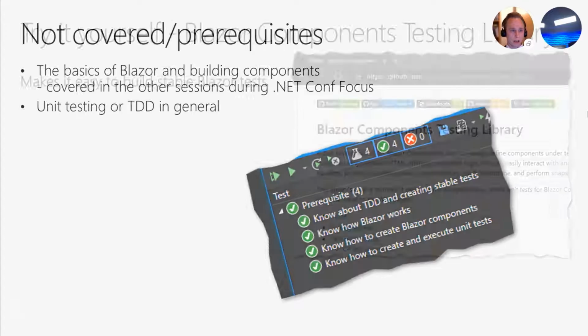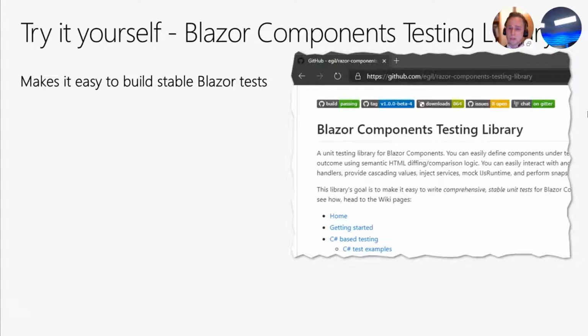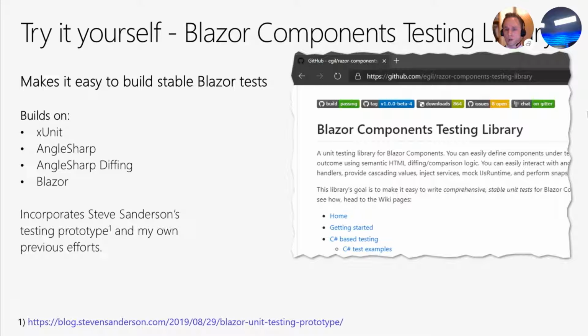So with that out of the way, this session is based on my testing library for Blazor components, which is available on NuGet and GitHub. The primary goal of the library is to make it easy to build stable and maintainable tests for Blazor components. The library itself builds on top of other great libraries and frameworks. These include XUnit, AngleSharp, my own AngleSharp diffing library, and of course Blazor. It also incorporates Steve Sanderson's testing prototype that he published last fall. So big thanks to Steve for taking the time to create that prototype. It helped me add a bunch of features I was missing in the early versions of the library. Also thanks to all the community members who have been providing input since the beginning and continue to do so.